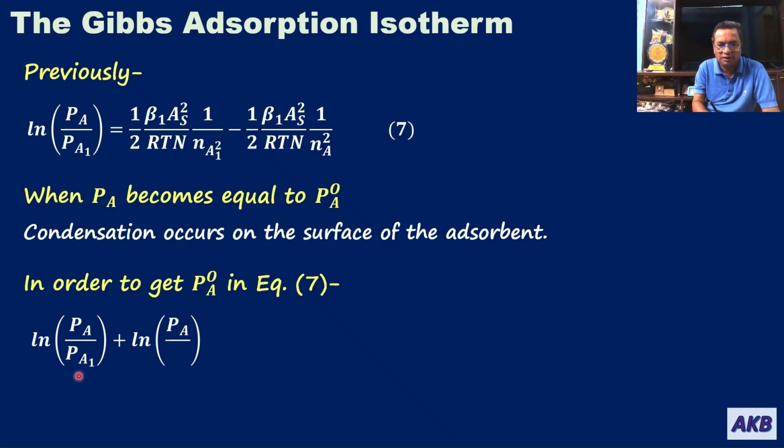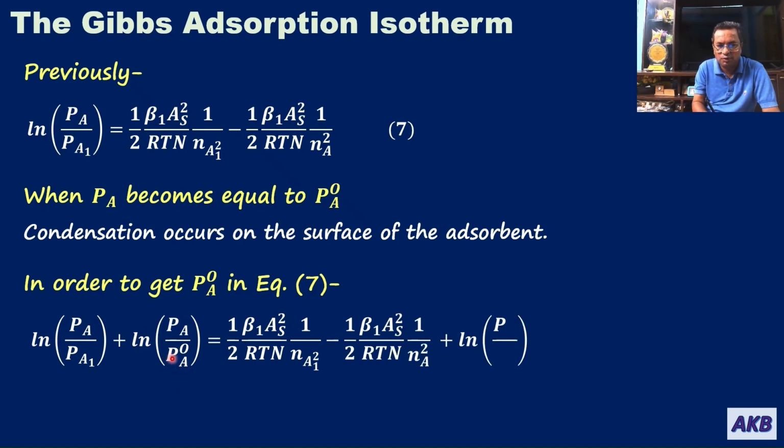So, it is ln of PA upon PA1 plus ln of PA upon PA naught. So, I have added ln of PA upon PA naught on each side. So, ln of PA upon PA1 plus ln of PA upon PA naught, that is equal to 1 by 2 beta 1 A square upon RTN into 1 upon NA1 square minus 1 by 2 beta 1 A square upon RTN into 1 upon NA square plus ln of PA upon PA naught.